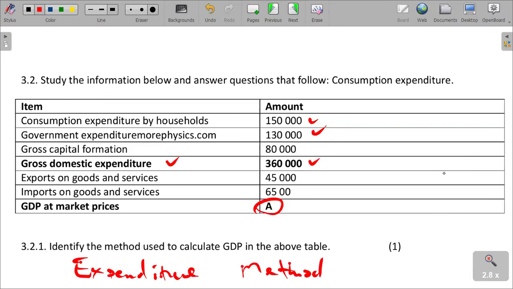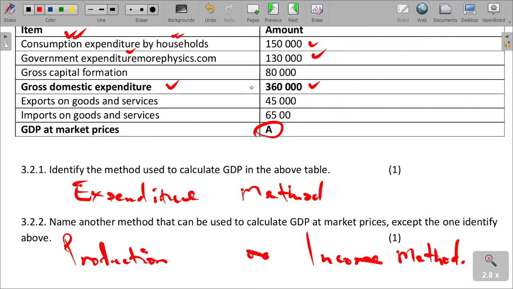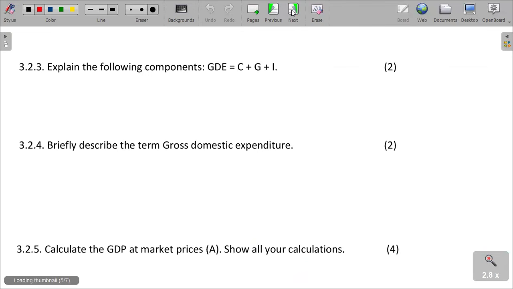We are saying consumption expenditure. Consumption expenditure by households, government expenditure. This identifies the expenditure method that is being shown in this case.